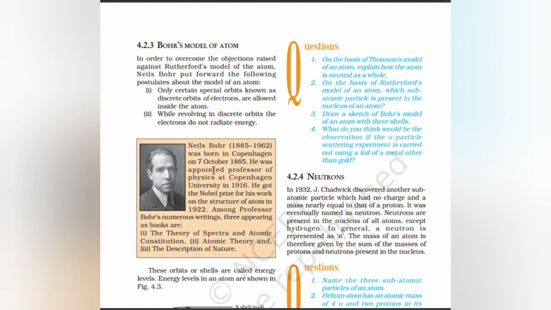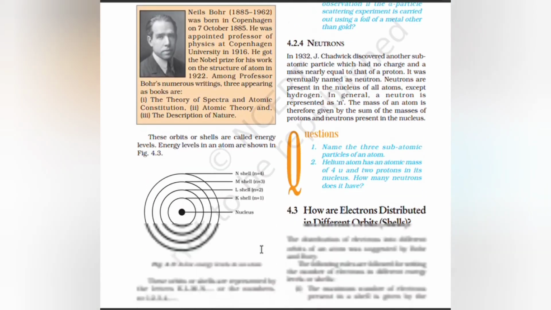Niels Bohr was born in Copenhagen on 7th October 1885. He was appointed professor of physics at Copenhagen University in 1960. He got the Nobel Prize for his work on the structure of atom in 1922. Among Professor Bohr's numerous writings, three appearing as books are The Theory of Spectra and Atomic Constitution, The Atomic Theory and the Description of Nature.